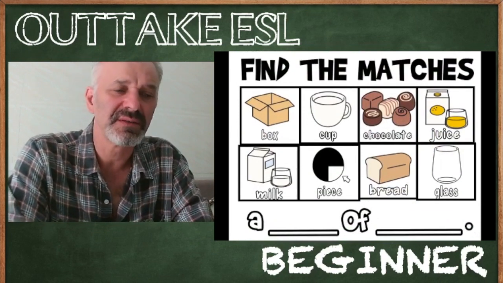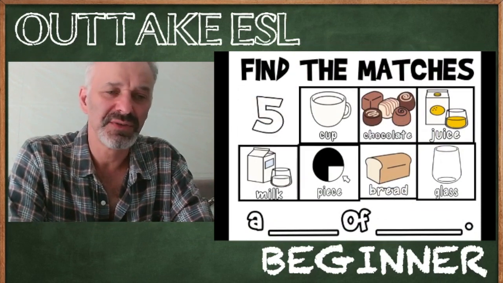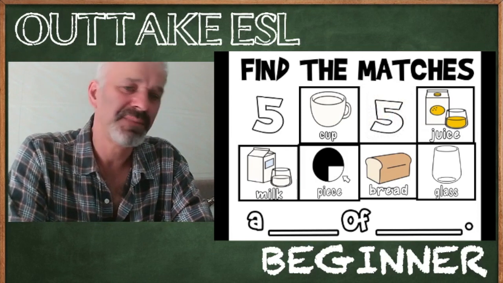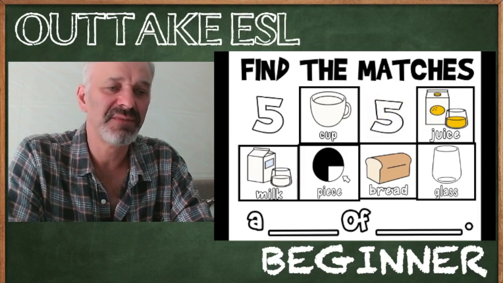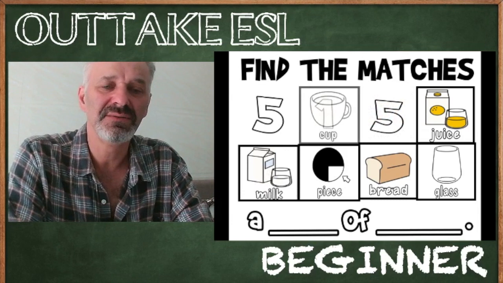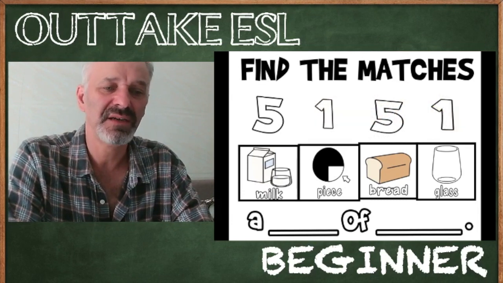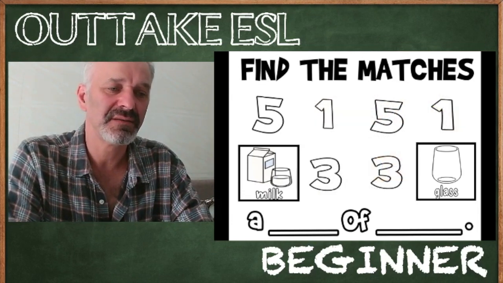More practice with this. A box, chocolate. Usually I get that one right off the bat. A cup of milk. No. A cup of juice. Yes. A piece of bread. Yeah, a glass of milk.